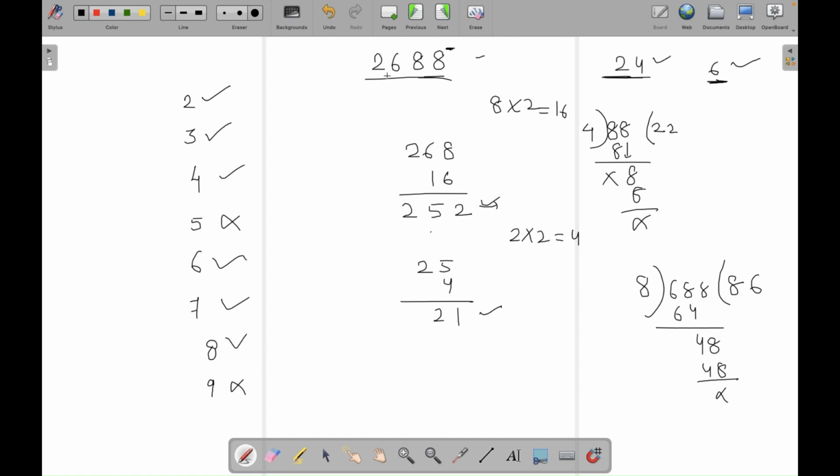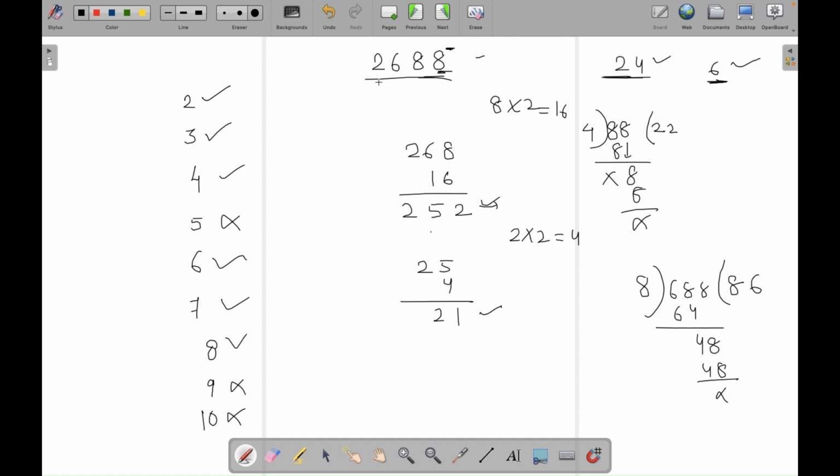For 10, what we did, we just looked at the unit digit, right? For a number to be divisible by 10, the unit digit must be 0. Here the unit digit is not 0, which means 10 is also not a factor. Right, then we can check with 11.